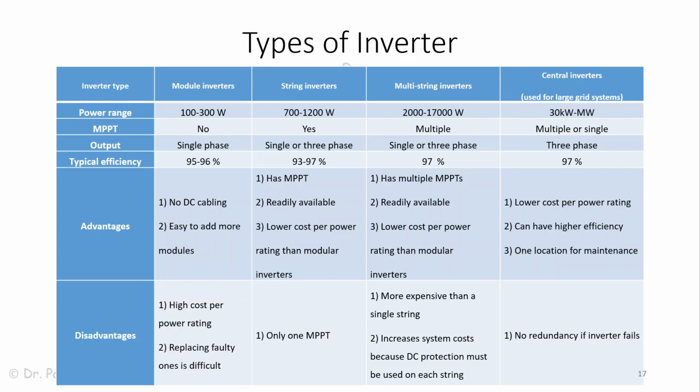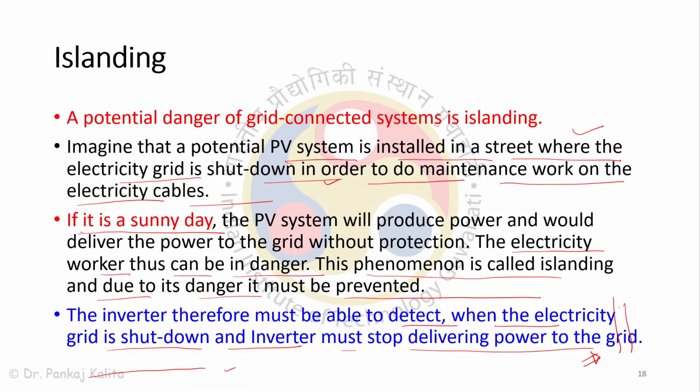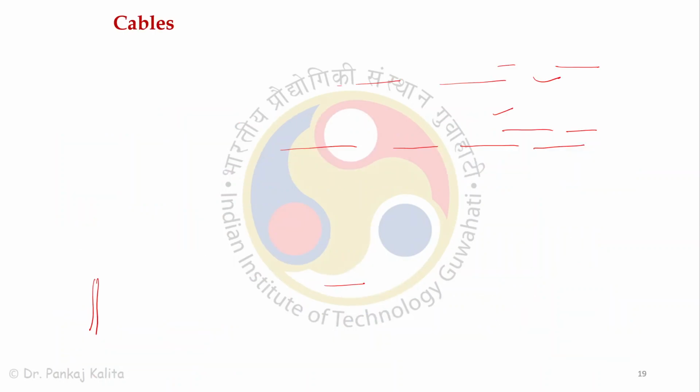Okay, so let's move forward. So yeah, the islanding term which I was saying puts a grid-connected system in danger. Basically, a worker or some electrician may not realize that the PV is still producing power, and this can be a very dangerous phenomenon. So yeah, it must be prevented.